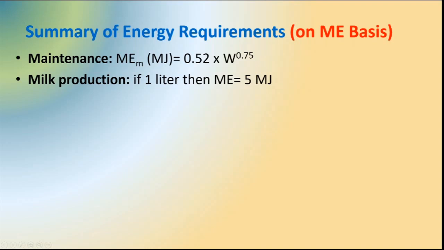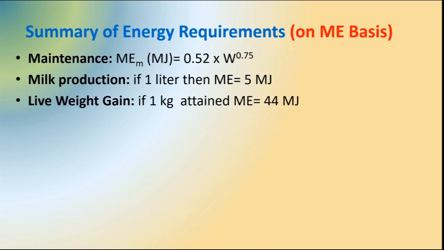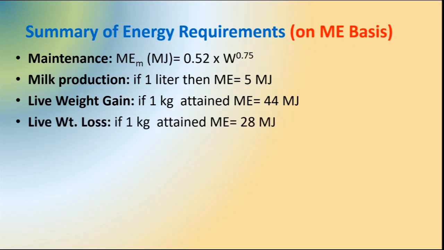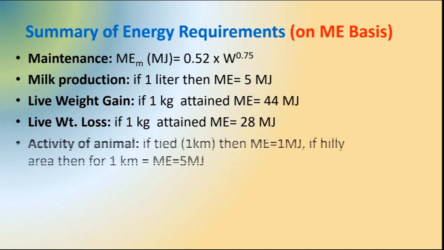Then for milk production, for each liter of milk produced, there is a requirement of 5 megajoule of metabolizable energy. If there is a 1 kg gain in body weight, 44 megajoule of energy is required. Or if there is a loss of 1 kg, then 28 megajoule of energy will be produced. For the activity of the animal, if the animal is tied, for 1 kilometer, the metabolizable energy is 1 megajoule. But in a hilly area, for 1 kilometer of traveling, there is a requirement of 5 megajoule.